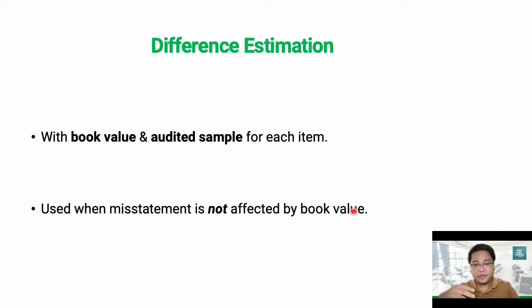For example, we have noticed that in testing different invoices, the amount of misstatement is always 10 pesos. Okay, so whether the invoice is worth 1,000 pesos or the invoice is worth 10,000 pesos, the amount of misstatement remains to be 10 pesos. In that case, what we will use is difference estimation.